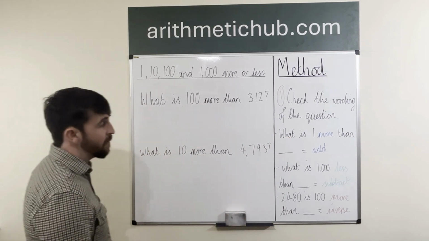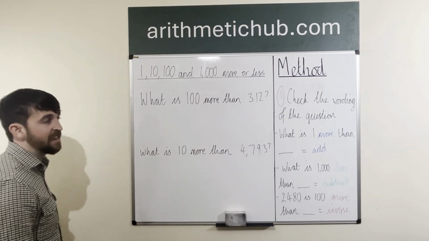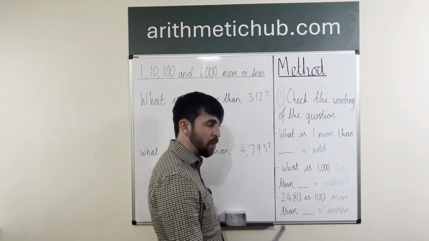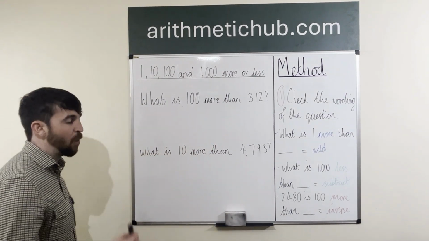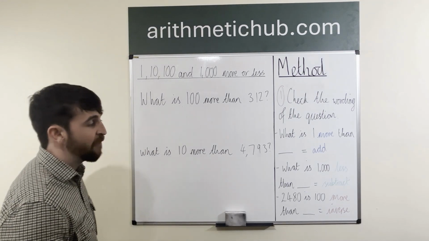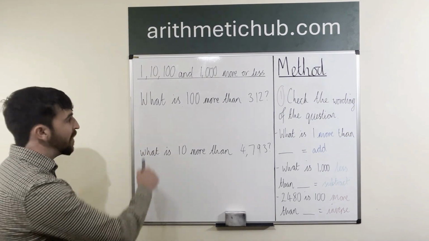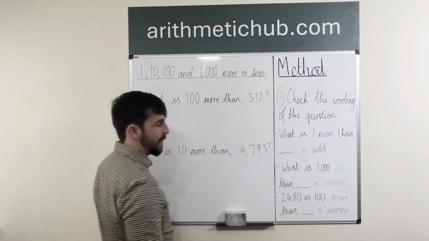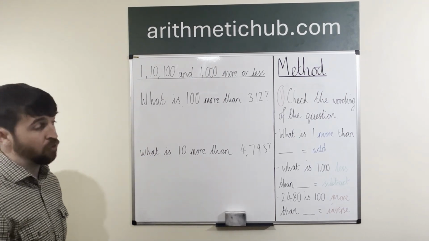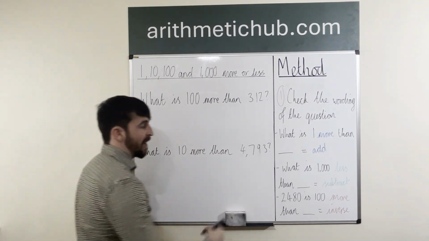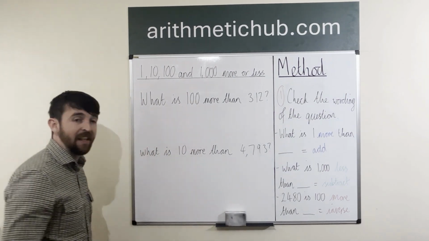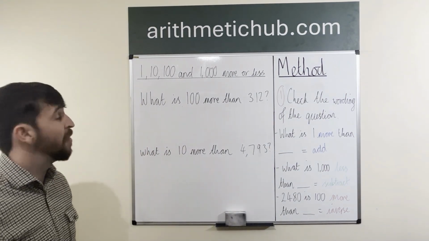So our method for these types of questions, the main thing we can do is check the wording of the question, because the questions are worded slightly differently, and for each of these different wordings we have to do something slightly different. But these ones fit with this wording here, don't they? What is 1, 10, 100 or 1,000 more than? And what we need to do for those is add. And when you think about it, you know what, that makes sense.